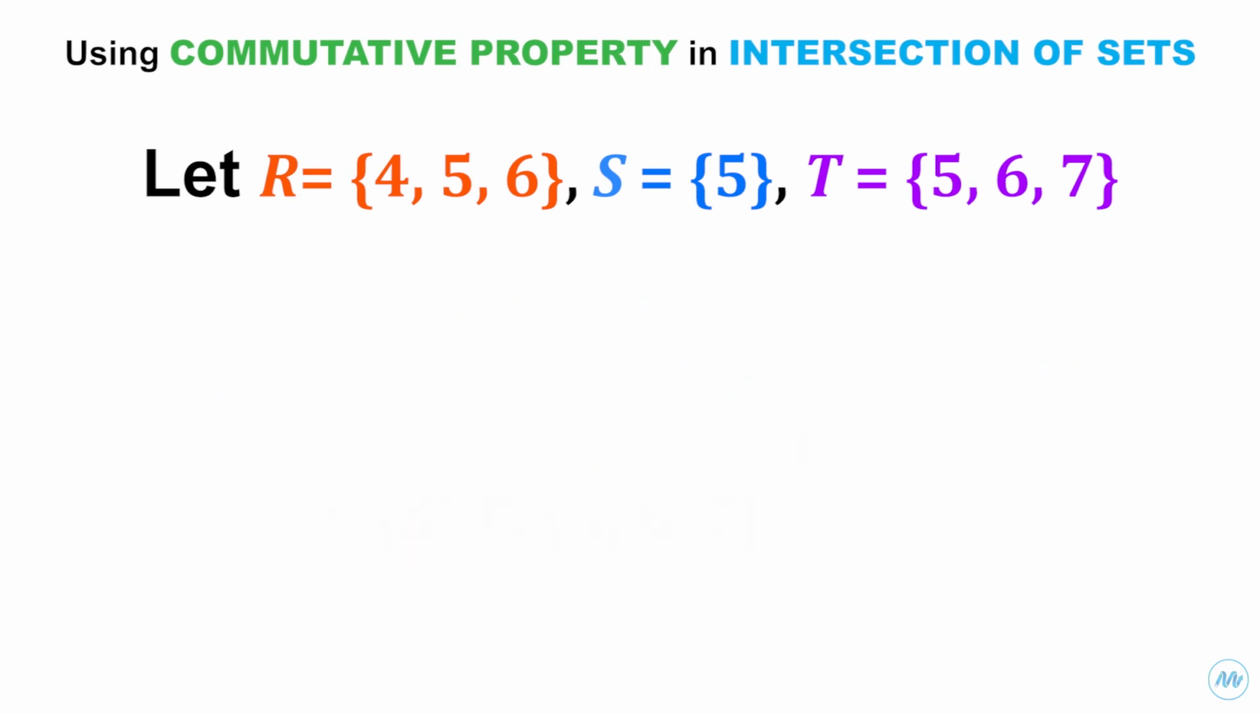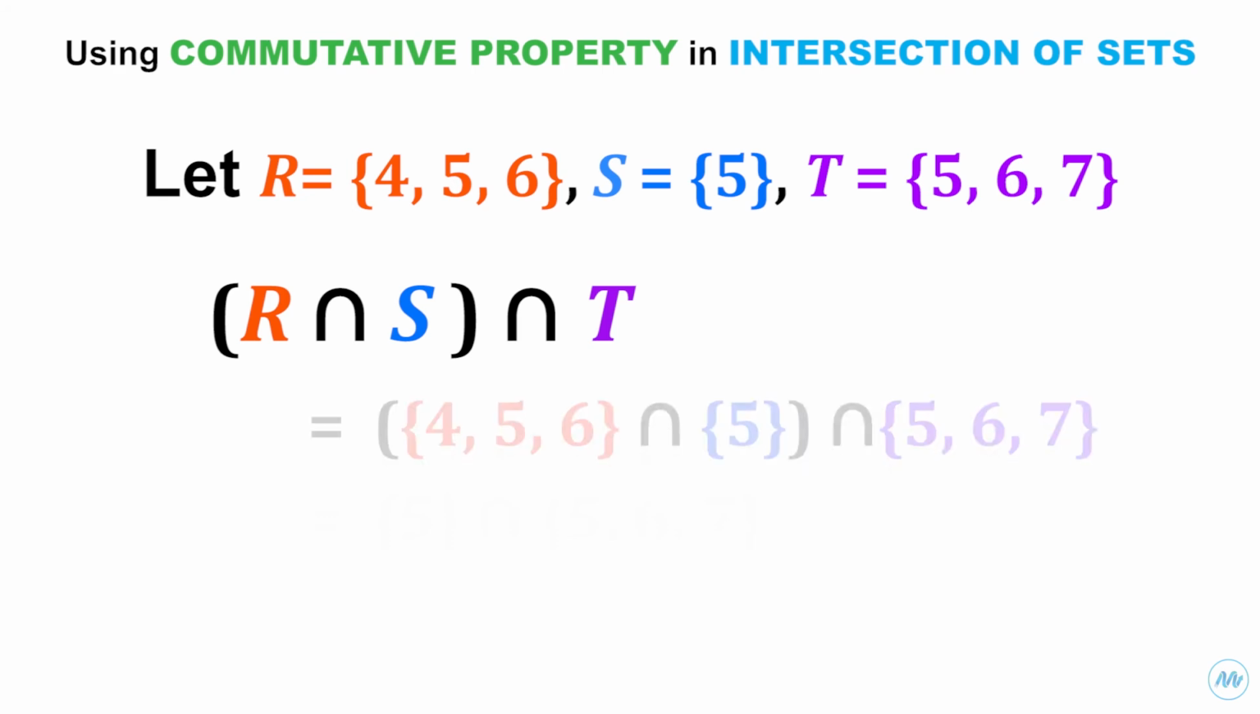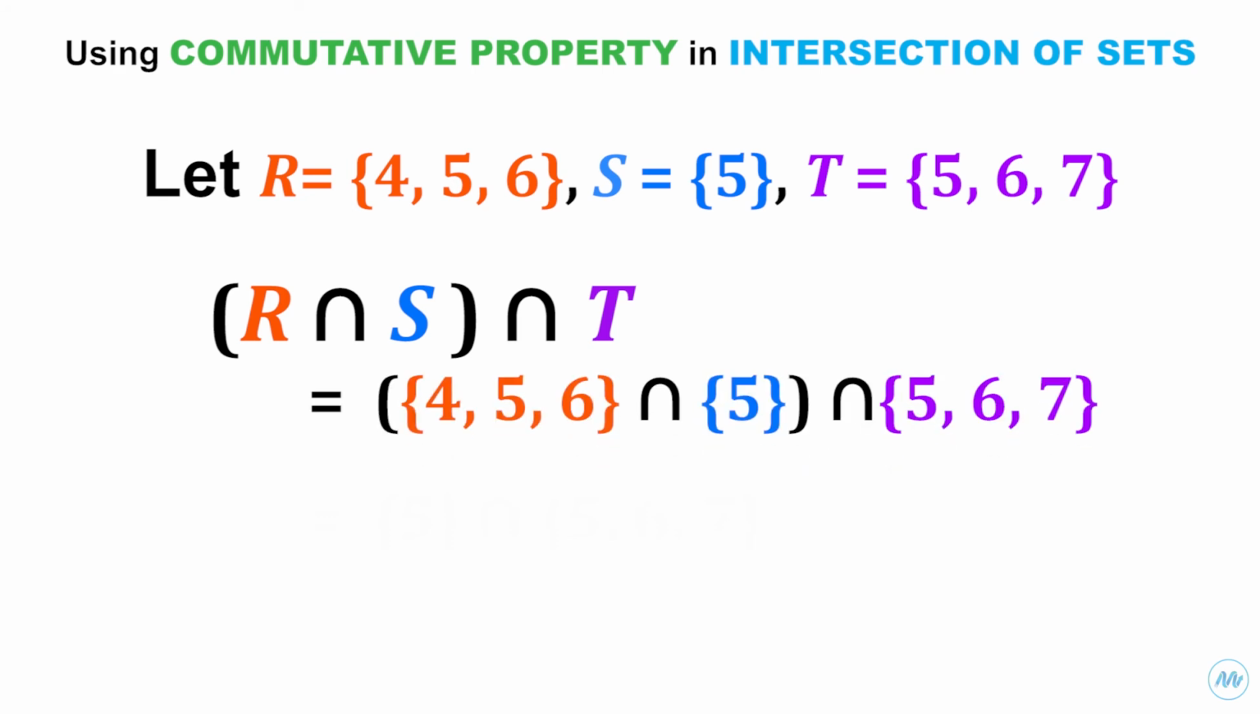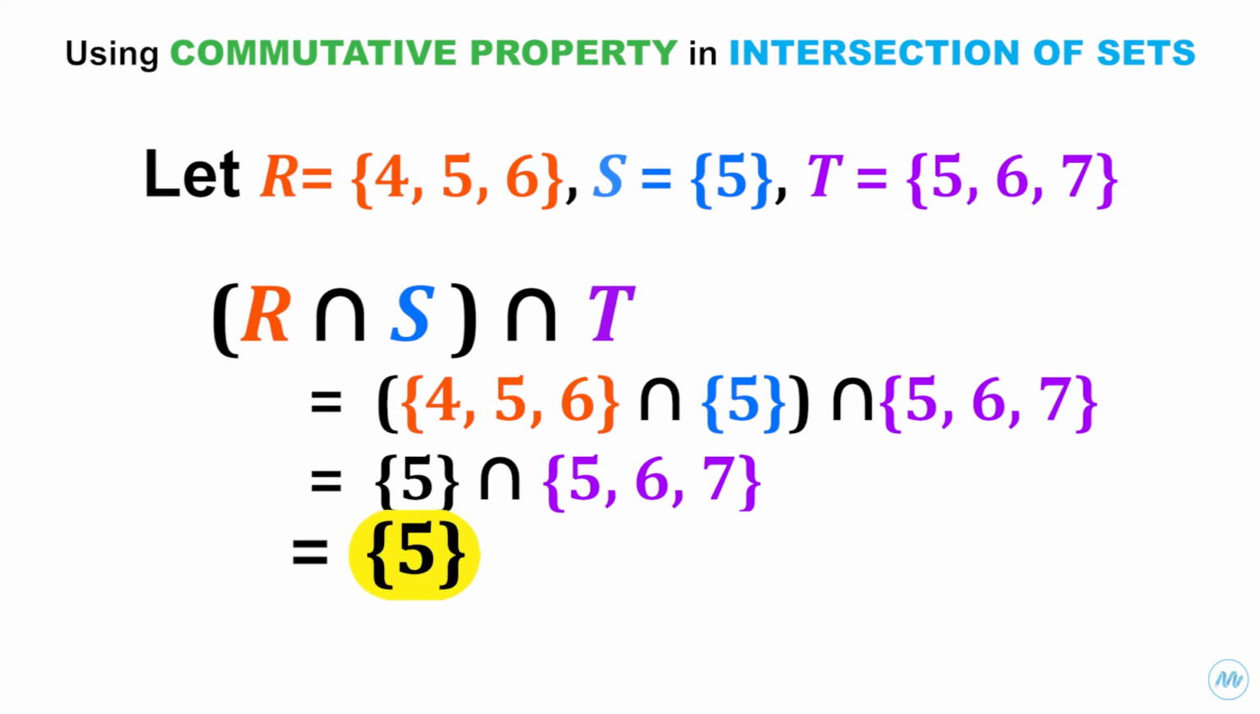Next, we find (R intersection S) intersection T. Again, we substitute the given sets to the given expression. First, we take the intersection of sets R and S. Then, we take the intersection of the result of R intersection S with T. Thus, (R intersection S) intersection T is the set whose element is 5.